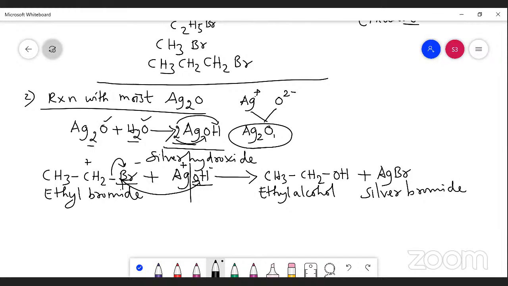Suppose you don't want Br here, shall I replace it with chlorine? If you take CH3Cl and AgOH, sometimes they may change it.